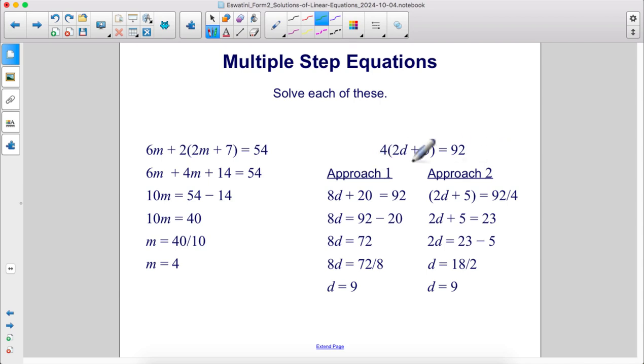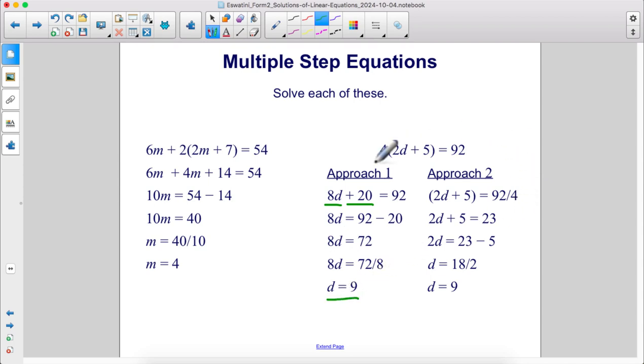For this one, there's two approaches, and both take about the same amount of work. Here, we're going to distribute first. So 4 times 2d becomes 8d. 4 times 5 becomes 20, equals 92. Then we subtract 20 from both sides, and then divide both sides by 8 to get d equals 9.